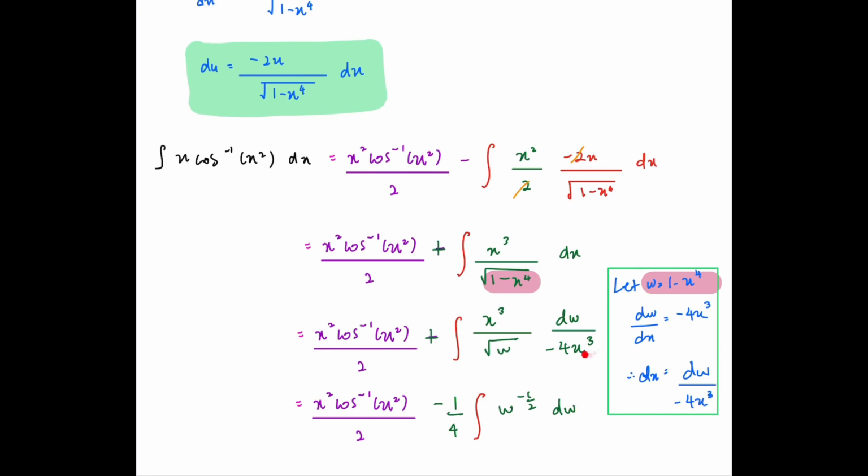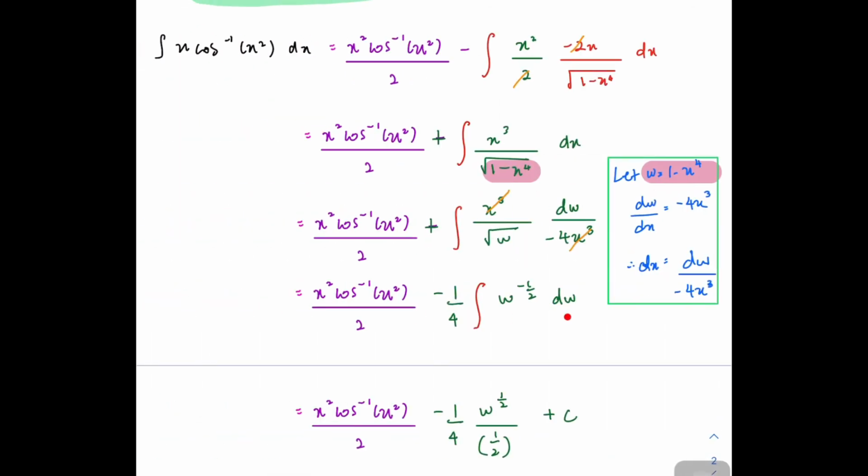You can see you have a common term. So this is our aim. We want to cancel it out. And then you have a constant, negative 1 over 4. Let's take it out, negative 1 over 4. And let's focus to integrate w to the power of negative half dw. So now we can just solve this. This is very easy to solve. Just add 1 to the power, divide by the new power. And don't forget to write your plus c.